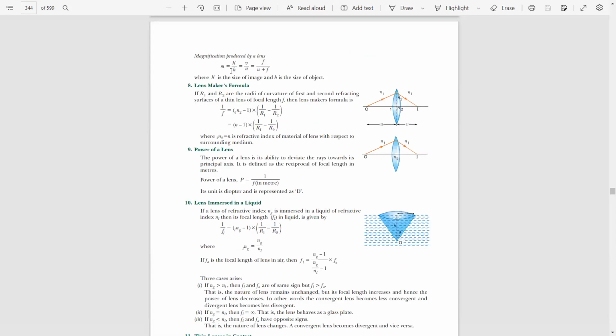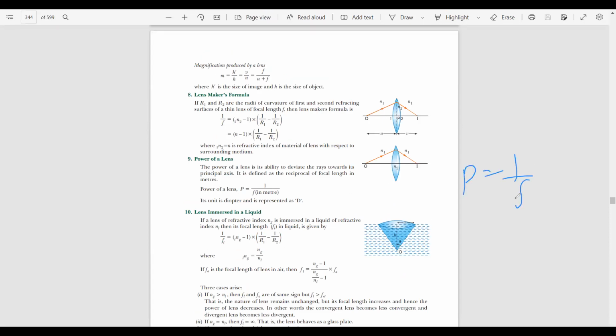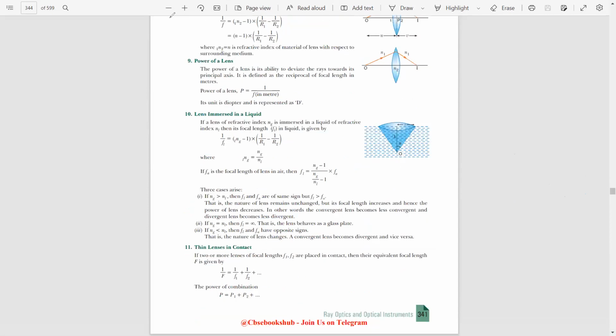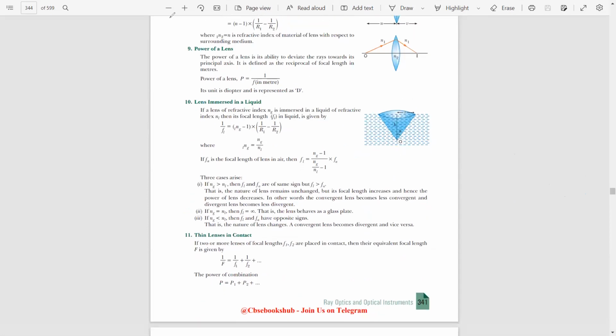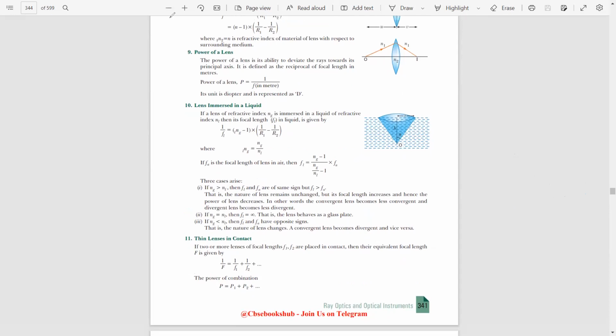Next is the power of a lens. P equals 1 by f. Don't forget to convert it into meters. The unit is diopter.